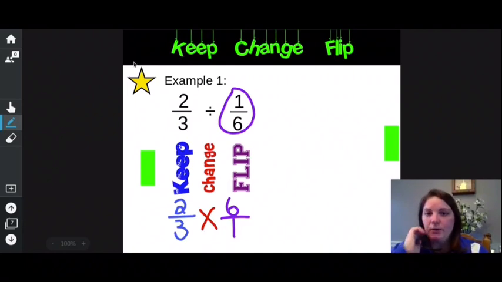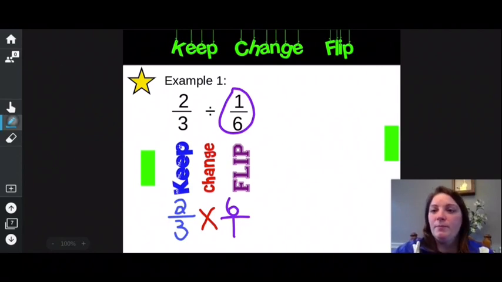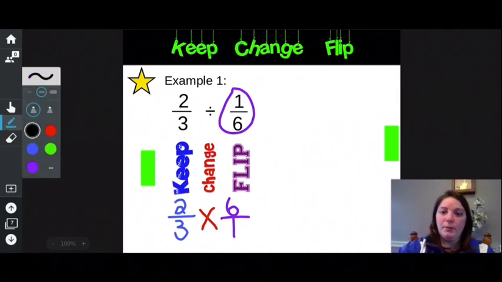So take a look. I kept my first fraction the same. I changed from a division problem to a multiplication problem, and then I flipped my second fraction upside down. And now you have a multiplication problem. That's why we reviewed that in your warm-up today. All right, so let's figure out what this equals.